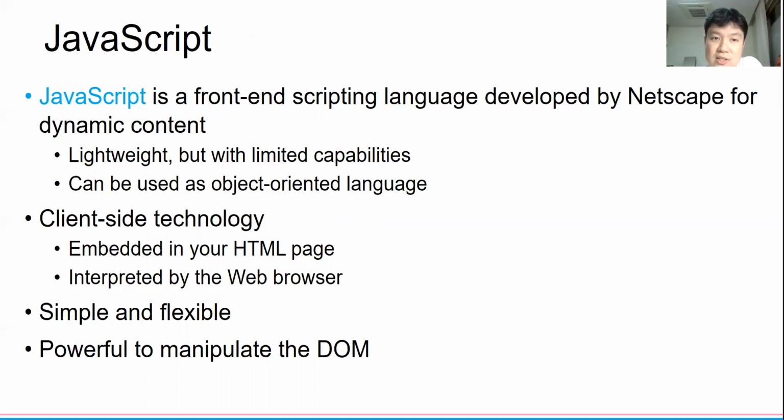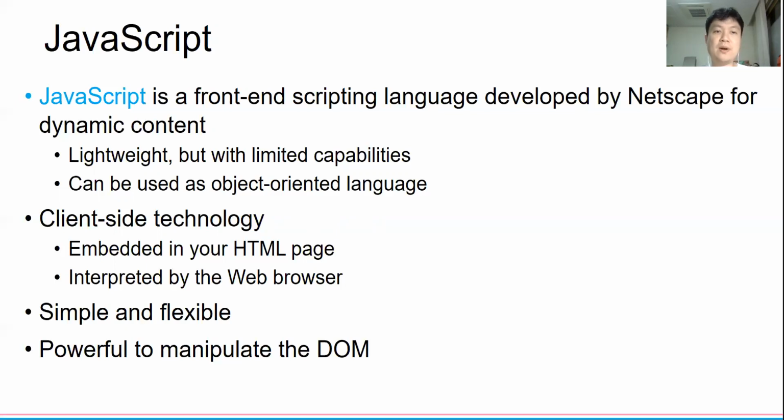It can be used as an object-oriented language. Not all programming languages are available for object-oriented programming, but JavaScript is one of them. JavaScript is called a client-side technology. It means it is embedded in your HTML and it is for the client. So if you click something, it will change according to your actions, etc.